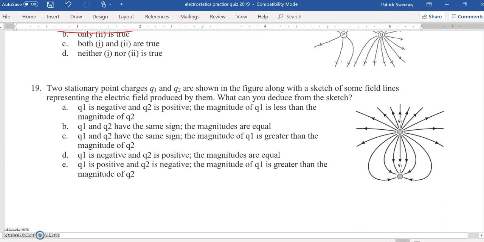And finally, you got these two stationary charges. What can you deduce from the sketch? You can deduce that Q1 is negative because the field lines are going into it. Q2 is positive, field lines are coming out. And there are more field lines coming out of Q2 than there are going into Q1. Therefore, the magnitude of Q1 is less.